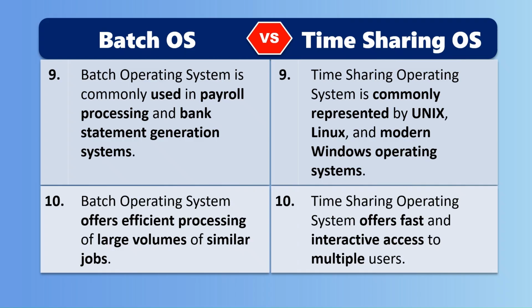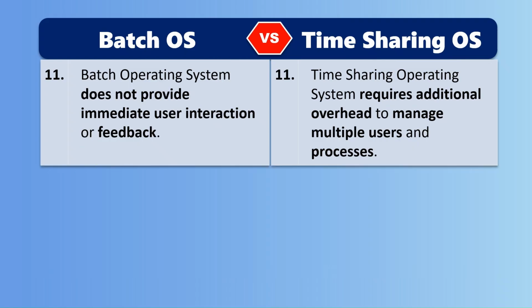Time-sharing operating system offers fast and interactive access to multiple users. Batch operating system does not provide immediate user interaction or feedback. Time-sharing operating system requires additional overhead to manage multiple users and processes.